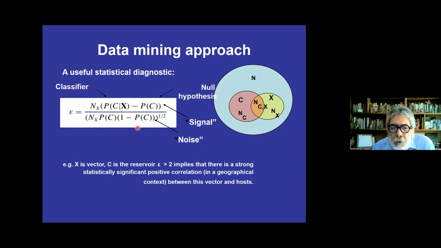I don't want to get too much into details, but basically the data mining approach examines the overlay between the red dots and the green dots against a null or random model. If there is a significant spatial association between the red dots and the green dots, then we calculate that as an epsilon value. If this epsilon value is more than 2, it implies a strong, statistically significant positive correlation in a geographical context between the vector, the sandflies, the green dots, and the host, the mammals, depicted as the red dots.